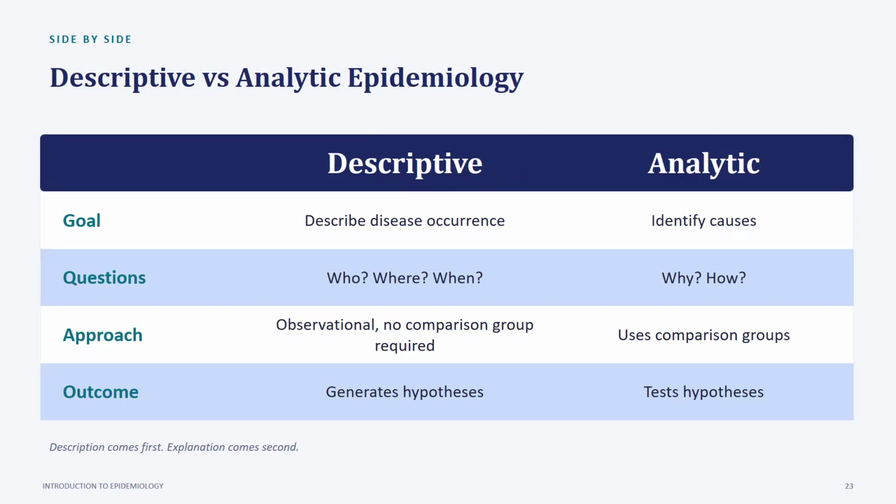So if we briefly make a comparison of descriptive and analytic epidemiology, the goal of descriptive epidemiology is to describe disease occurrence, while analytic epidemiology identifies the causes. Descriptive epidemiology answers the questions who, where, and when, while analytic epidemiology answers why and how. Descriptive epidemiology is observational. No comparison groups are required, but analytic epidemiology has to use comparison groups. Descriptive one generates the hypothesis, while analytic epidemiology tests the hypothesis.